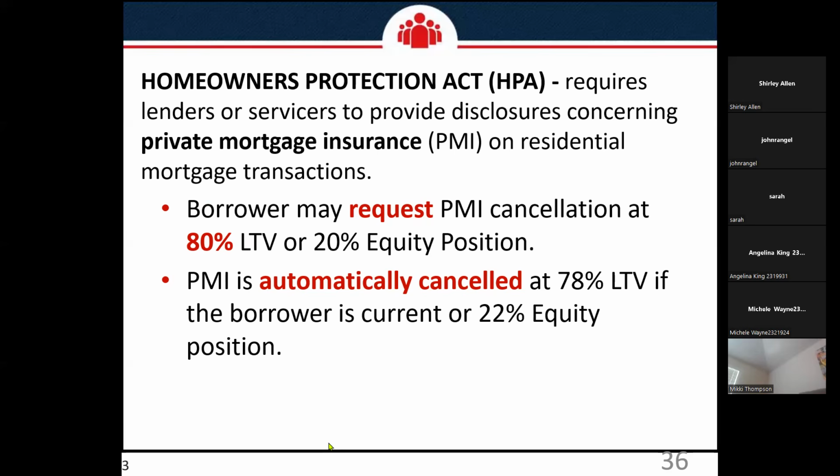Homeowners Protection Act. It's about PMI. PMI is on conventional loans only. It only talks about when the borrower can request that additional insurance come off, and when the lender must take that additional insurance off. It's typically on the conventional loan when the borrower puts less than 20% down, then they'll have to put the additional PMI, private mortgage insurance, on the house, but it doesn't protect their stuff.